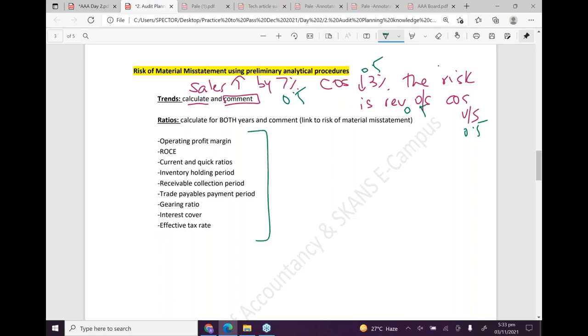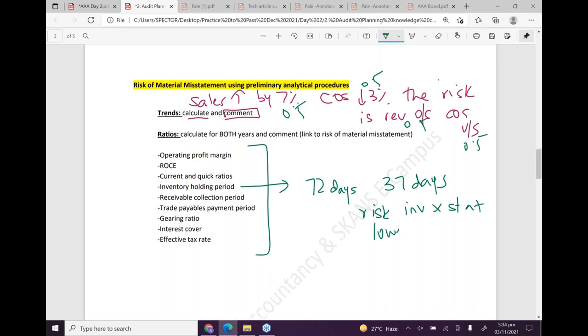Same case with your ratios. So a student is writing last year inventory holding period was 37 days. This year it's gone up to 72 days. Even if the calculation is correct, you would get a 0. You have to explain the risk is that the inventory might not be stated at lower of cost and NRV, and therefore inventory could be overstated. Now you'll get your materiality mark, you'll get your risk mark, and you'll get your overstatement mark as well.